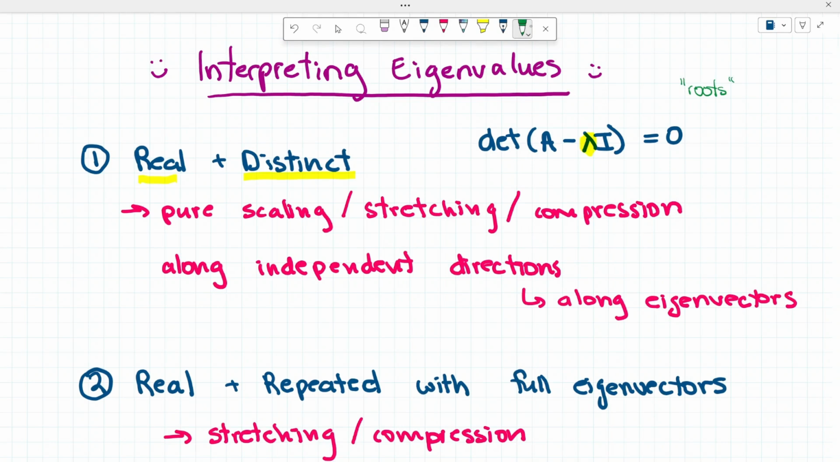So just like any type of quadratic or cubic polynomial that you're factoring and solving for the roots, you can have real roots, complex roots, distinct roots, and repeated roots. So that's the same kind of situation that we have here for eigenvalues.